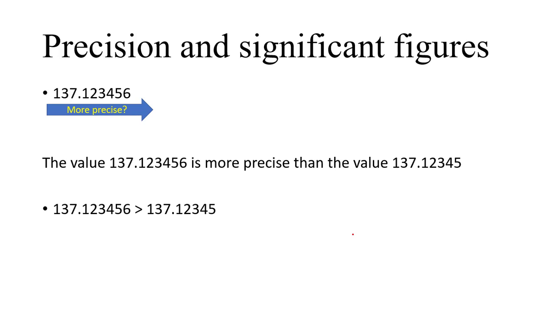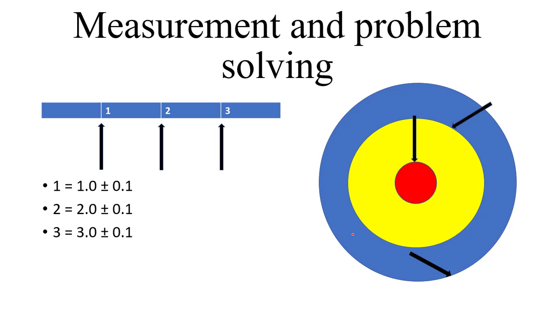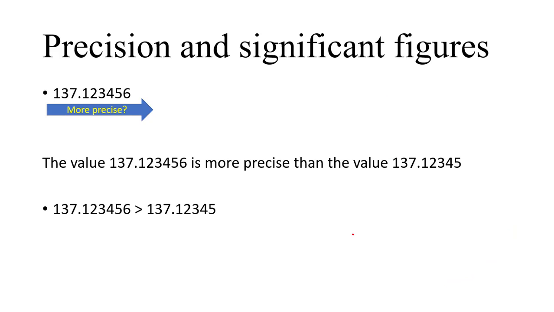Looking at these two numbers, 137.12345 and 137.12345, the value 137.12345 is more precise than the value 137.12345 because there are more numbers or digits in the number 137.12345. Okay, so we know this because I told you, but why is this so? Why does the precision increase when more numbers are in a measurement?